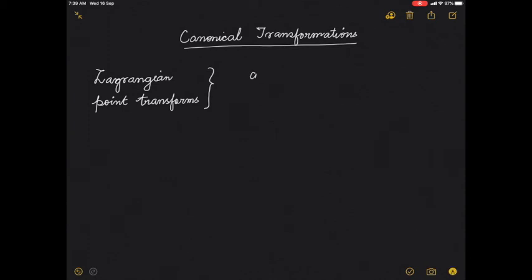Lagrangian point transformation. Well, we have a configuration space, and this configuration space is, say, given by the generalized coordinates q1 to qn, n of them. So the degrees of freedom is n. And the point transformation takes us from one set of these generalized coordinates to another set of generalized coordinates. So let's say capital Q's. Again, the degrees of freedom is obviously the same, so there are n coordinates. So that's what we mean by Lagrange point transformation.